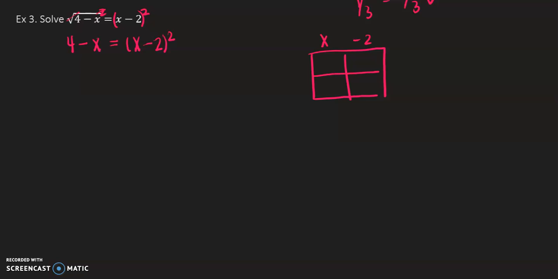And x minus 2, x minus 2. So this is x squared, -2x, -2x, and positive 4. So you could combine these ones. So you're going to get x squared minus 4x plus 4. Okay, so that's the right side.